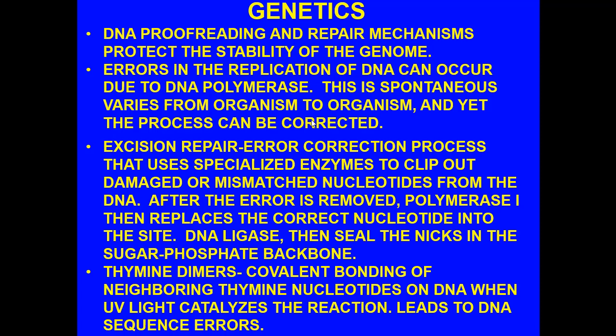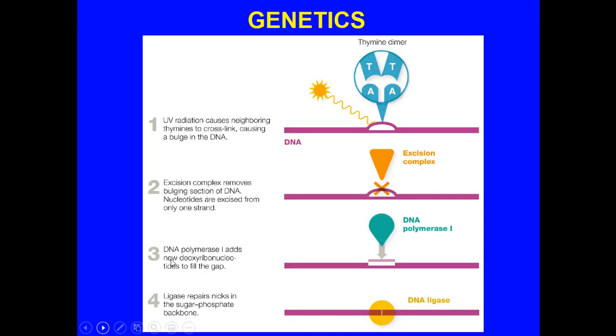But in some cases, mutations can occur at a much lower intensity of electromagnetic radiation, in this case, ultraviolet light. If you have in your DNA 2 thymines next to each other, they can form what's called thymine dimers. This is the covalent bonding of neighboring thymine nucleotides on the DNA, and this occurs when UV light catalyzes the reaction. It can lead to DNA sequence errors.